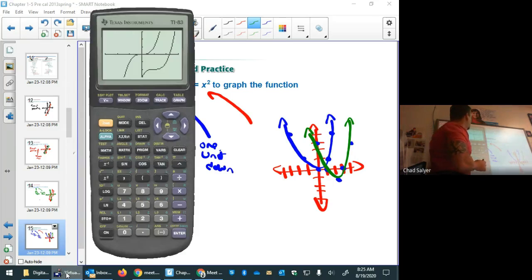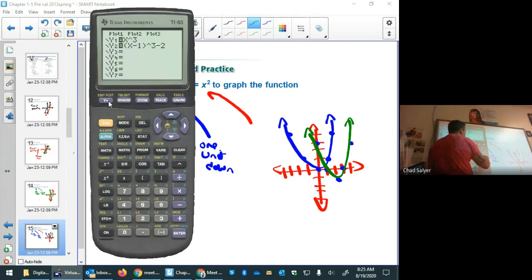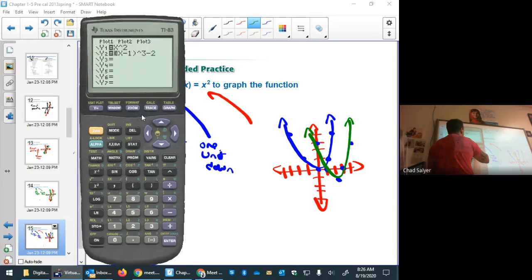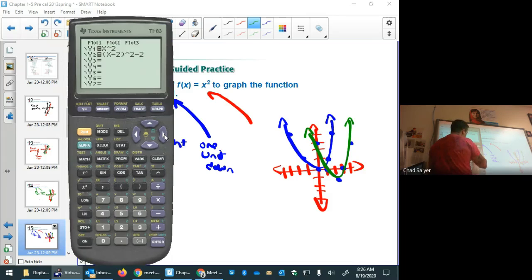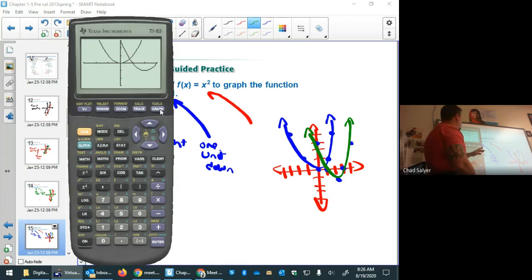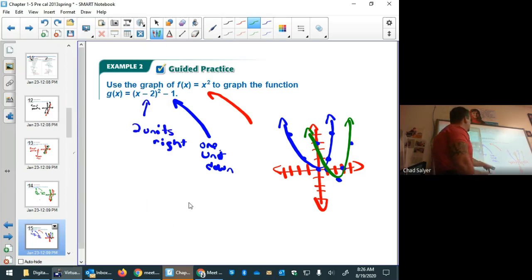And we'll use the calculator once again just to make sure we're right. So x squared is our parent function. And we want x minus 2 squared and then minus 1. Yep, there we go. And I've got an extra unit on my graph is why it's a little different.